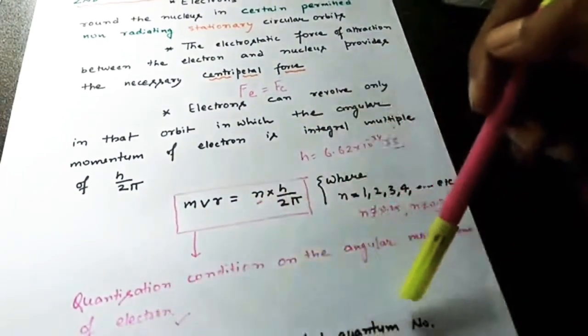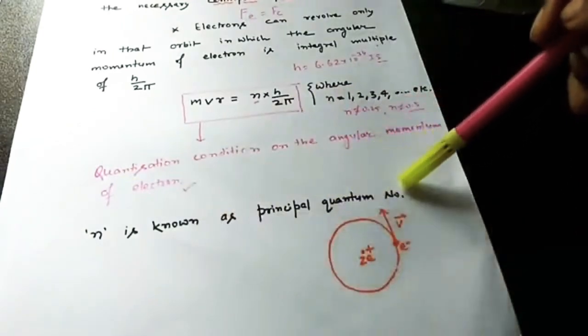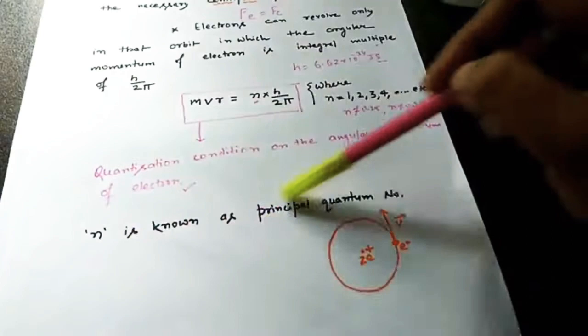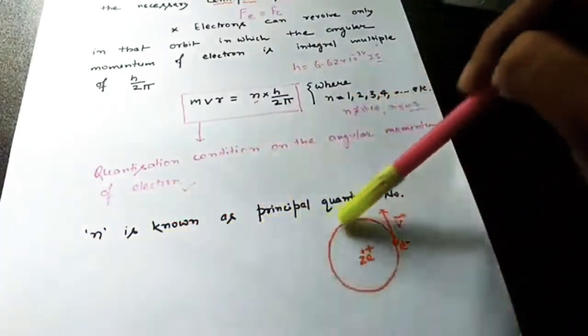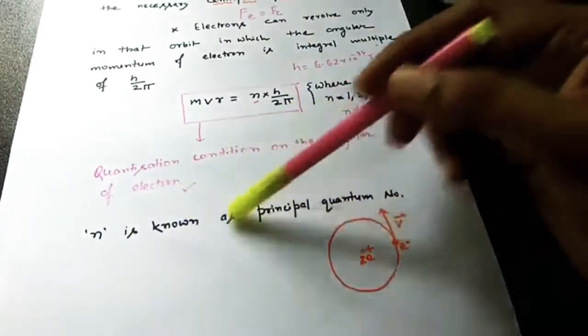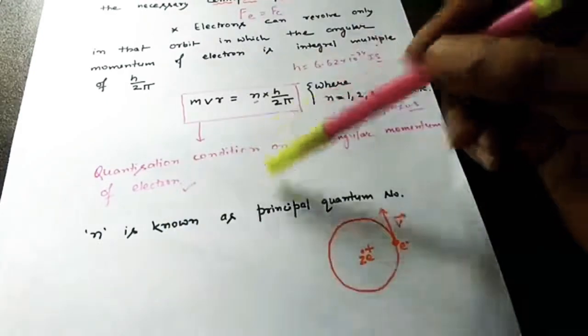n is also known as the principal quantum number. So far the maximum known value of n is 7. Theoretically it could have a value of infinity, but practically the maximum value is 7.